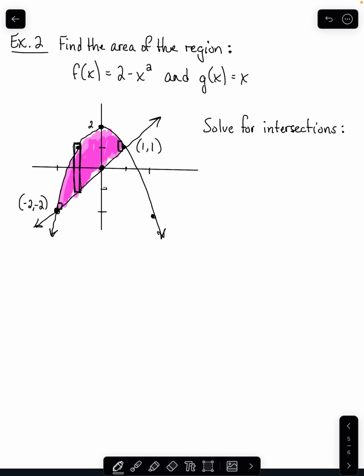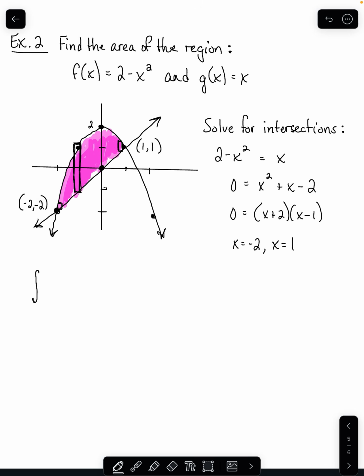If they both have the same output, then the two expressions are equal to each other. We can move all terms to one side, where we will have x squared plus x minus 2, which factors as x plus 2 times x minus 1, resulting in the x values of -2 and +1. So we can verify from the graph that these are the correct x values to use for the limits of integration.